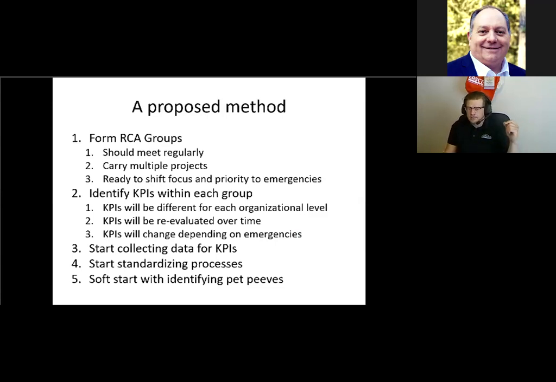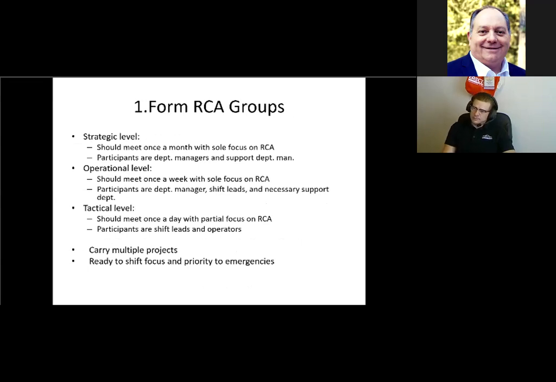Then we're going to start collecting data for these key performance indicators, and we're going to start standardizing processes. And all these steps, 1 through 4, we're going to do a soft start so we can practice this skill set on pet peeves around the shop or in the company. So I'm going to break down each point here in a little bit more detail, because this is way too broad. So the first one, form root cause analysis group.